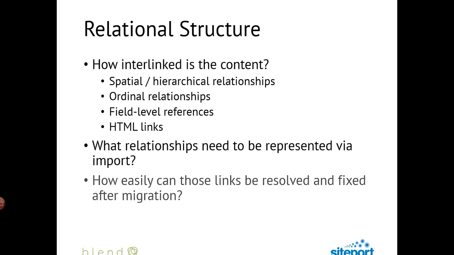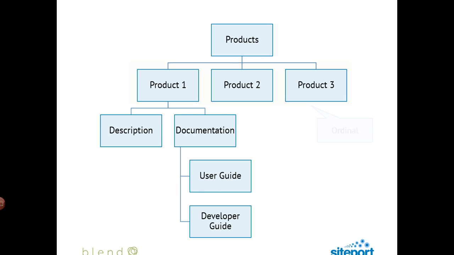So what relationships need to be represented via an import? When we move the structure over, we're not just moving individual content objects, but also moving the relationships of those content objects. And how easily can those links be resolved? Once we get all the content over there, we have to go through all the content in the target platform, look for links to other content and resolve them, re-hook them up again to the content they were originally linked to. And here's an example.